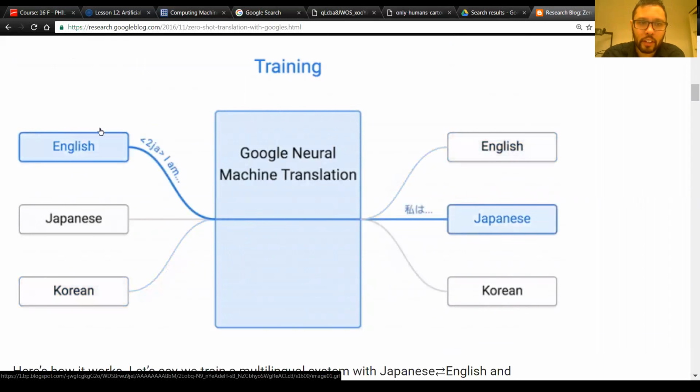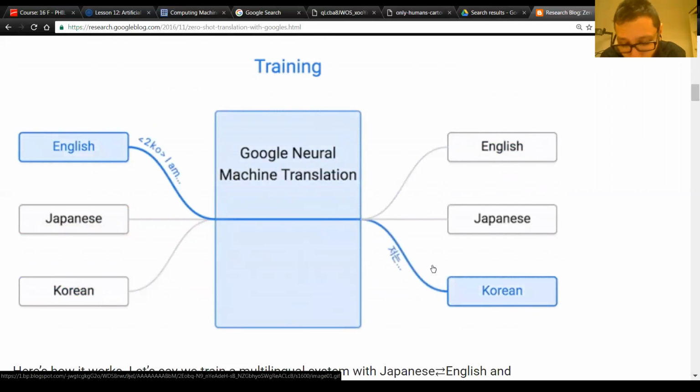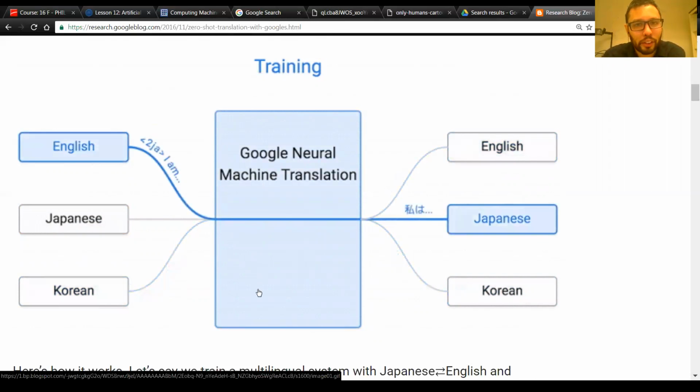So for instance, if this system was trained to translate between English and Japanese and English and Korean, but it didn't have any Japanese-Korean translation native to it, the system can do it in one shot. So it can do all these other translations, and if you give it Japanese and tell it to turn it into Korean, it can figure that out. It doesn't do quite as well as a human translator, but the fact that you can do any translation at all without extensive learning is extremely impressive.